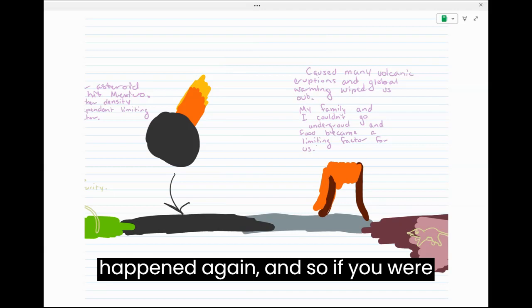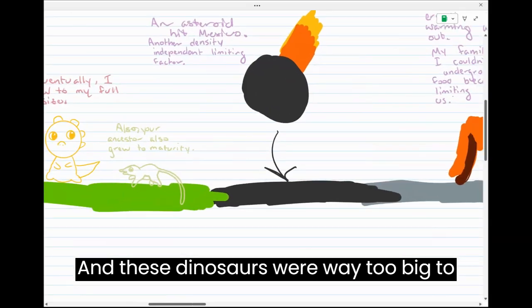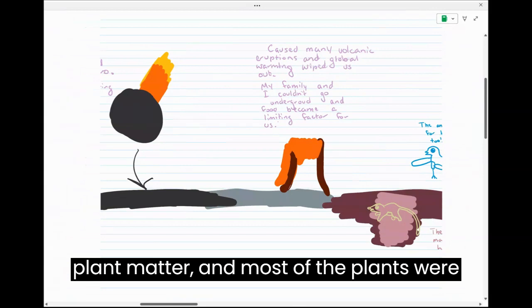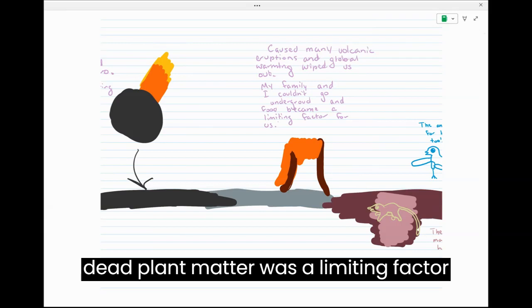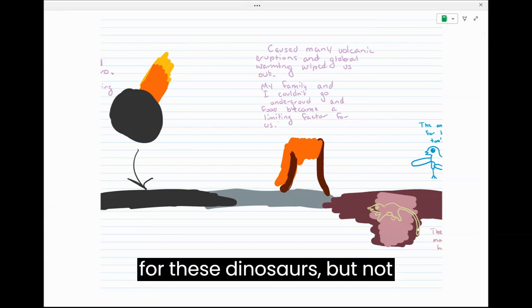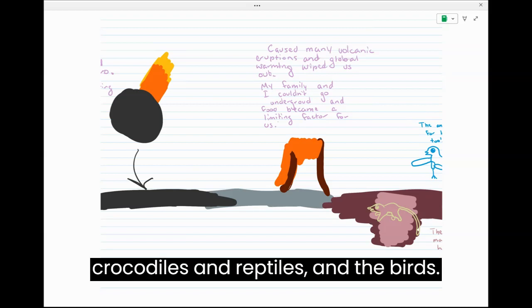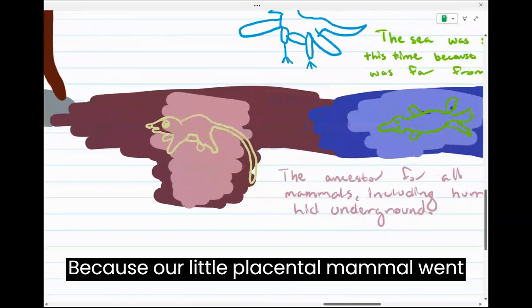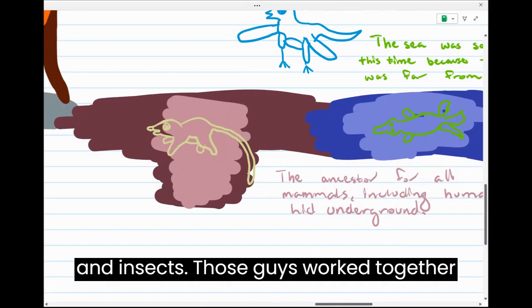And so if you were above ground, you could not survive. And these dinosaurs were way too big to go underground. They also relied on live plant matter. And most of the plants were dead. So dead plant matter was a limiting factor for these dinosaurs, but not for the ancestors of the mammals, the crocodiles and reptiles, and the birds. Because our little placental mammal went underground, relied on dead plant matter and insects.